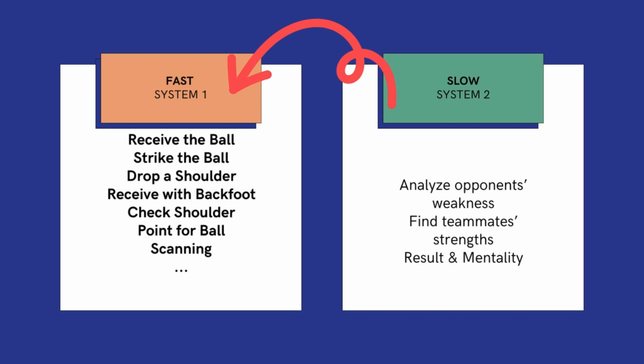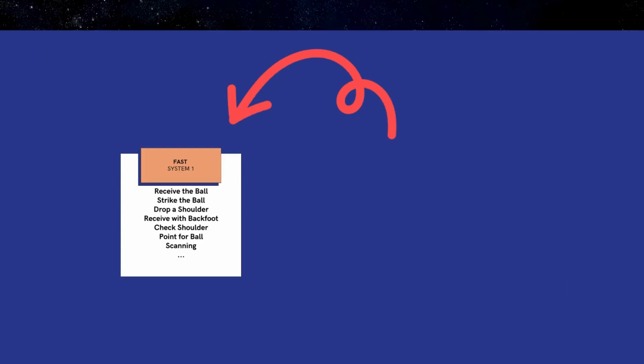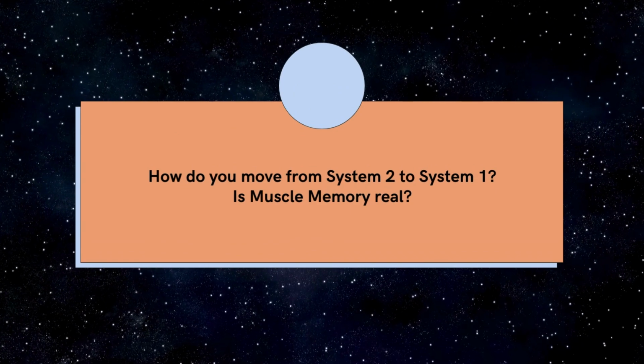System two doesn't end up being empty. People are not running mindlessly, right? What is actually in system two? Analyzing opponents' weaknesses, finding teammates' strengths, understanding the result and the mentality we need to adopt to be better players. All of these things are happening deliberately, whether the player decides to do it, or through instructions from the coach or teammates. All of these things are in system two, and they will remain in system two, so they'll never move to system one.